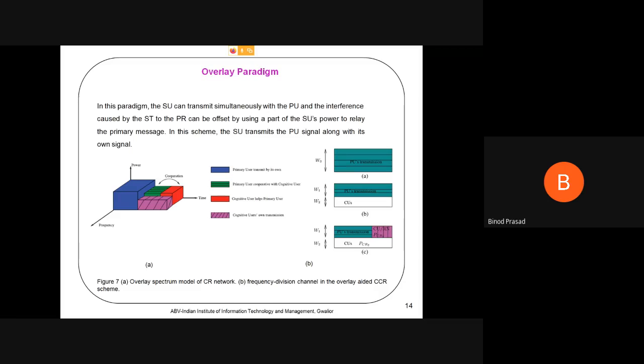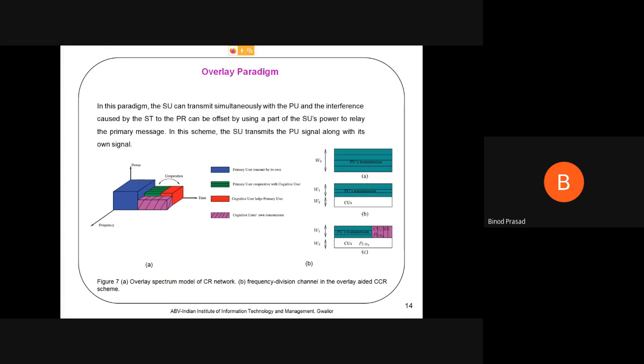So until now we have discussed two approaches. One is the underlay approach. Second one is the interweave approach. And the third one is the overlay approach. So in this case, apart from the earlier two, it is somehow the same as interweave. That means the SU will transmit concurrently with the PU. But in this case, the interference that is caused by the SU to the PU is offset by allocating some of its power for the PU. Means the SU will help the primary user to transmit their signal. In return, they will ask for some of the band.